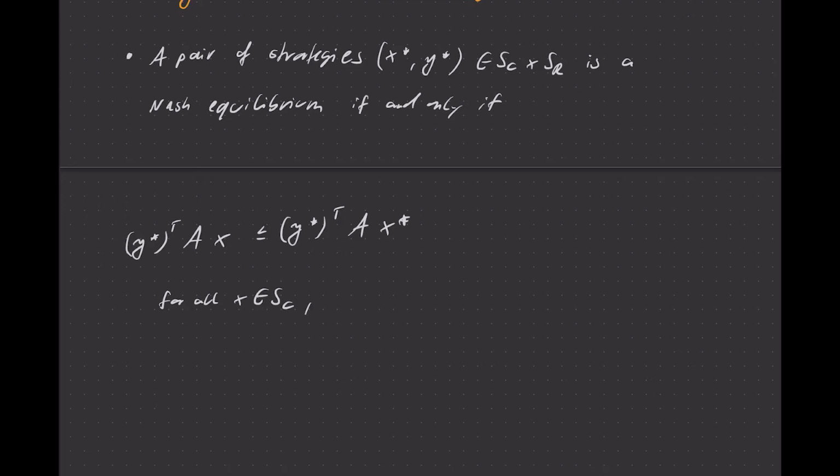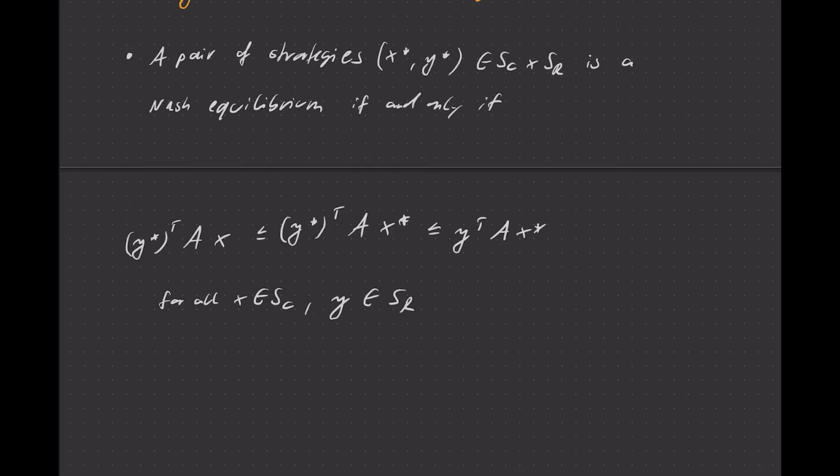And for the row player, remember the row player now would want to minimize this expression here. So if a row player changes from y star to anything else, then the payoff must be higher or equal, not lower. So that means we would also have that this is less or equal to y transposed A x star for all y in S_R. So this definition of a Nash equilibrium can be nicely put into one single line instead of two different lines, because we only have this one matrix now.